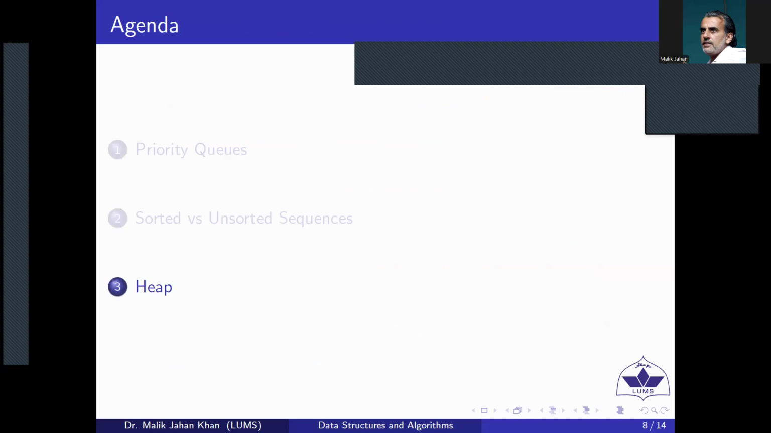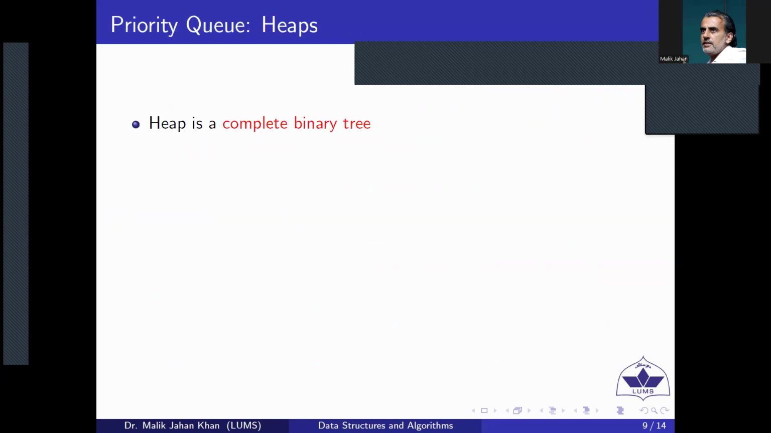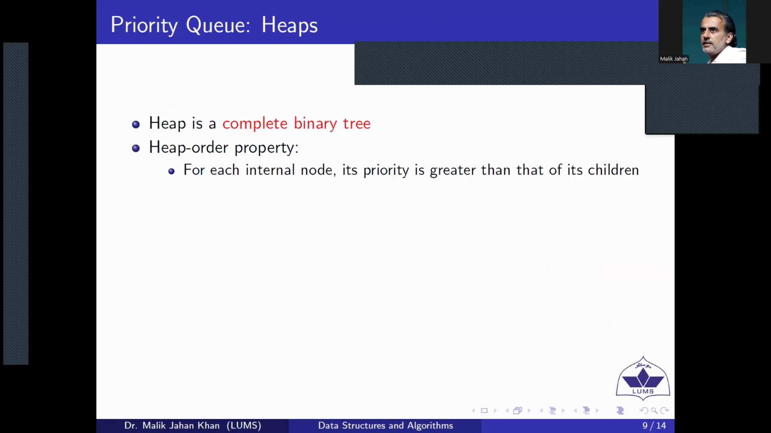So in order to implement a priority queue, we have another special mechanism, which is a better alternative as compared to sorted and unsorted sequences, and that is called a heap. A heap is a complete binary tree. If you recall the basic concept, a complete binary tree is a binary tree which is filled at all possible levels except the last level, and the last level is filled from left to right. So a heap is a complete binary tree which follows the heap order property.